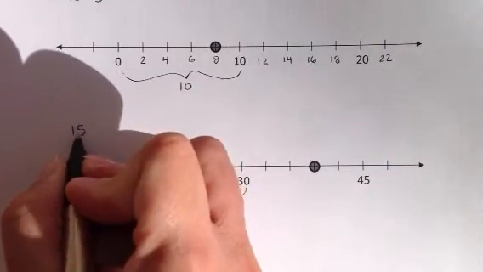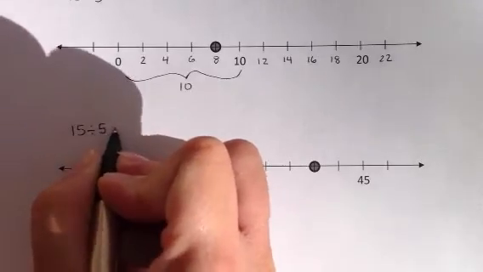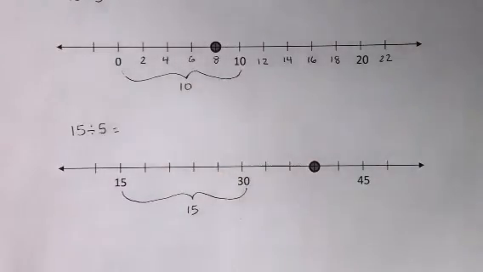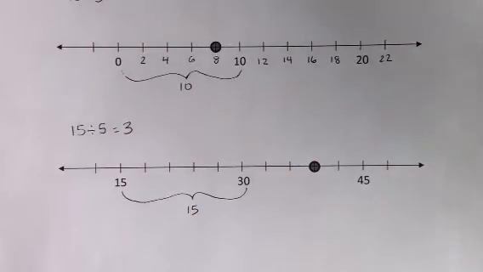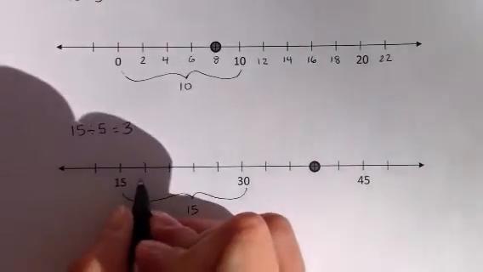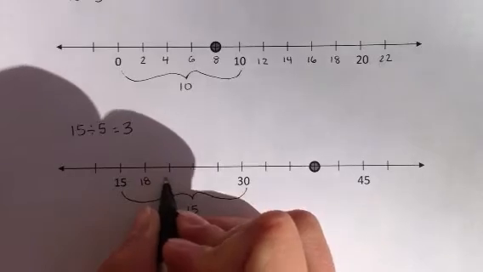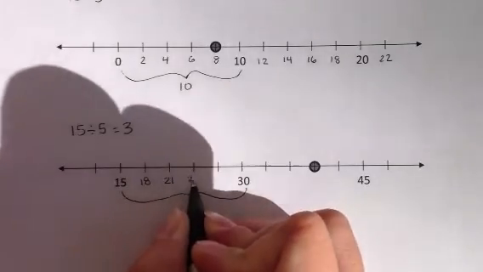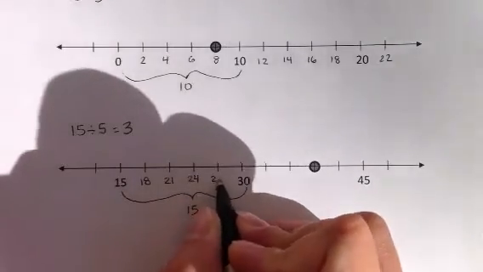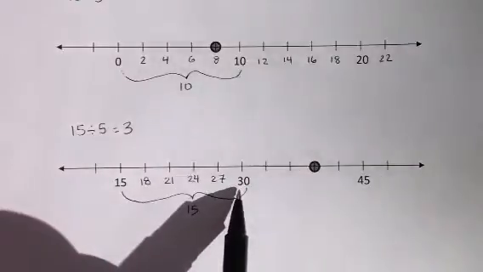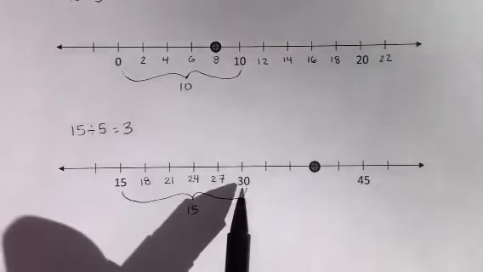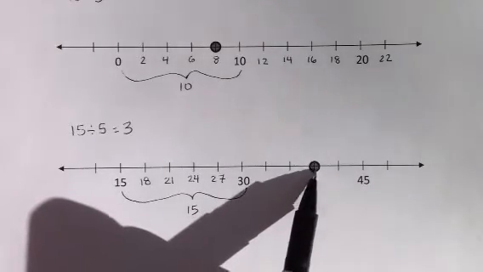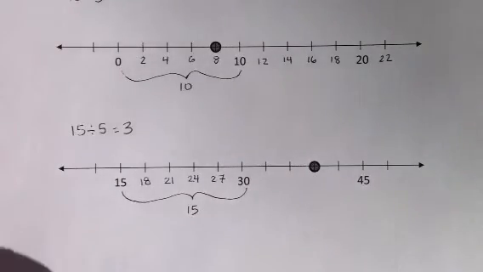So 15 divided by 5, and so this time it's going to be 3. So that means my interval here is going by 3's. So 15 plus 3 is 18, 21, 24, 27, 30. And again, I always want to double check, make sure I land on the correct number. So to figure out where this point is at, I'm going to continue to count by 3's.